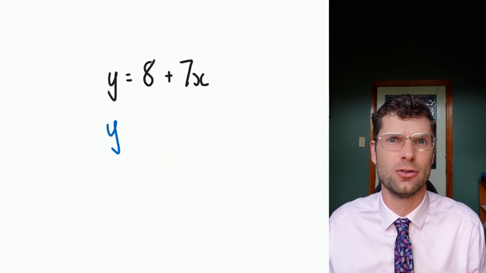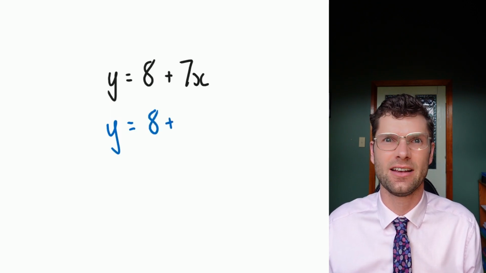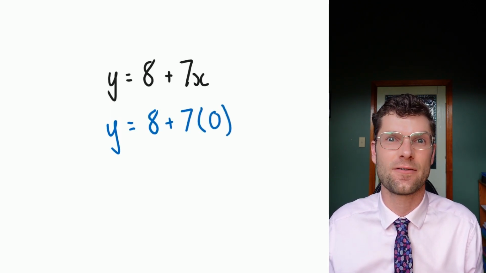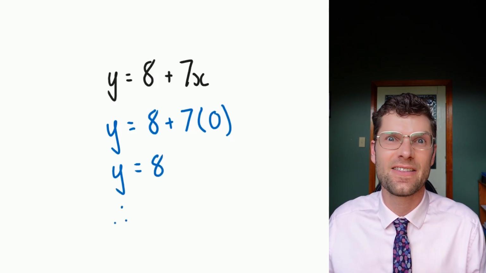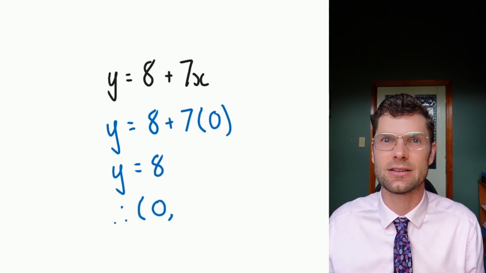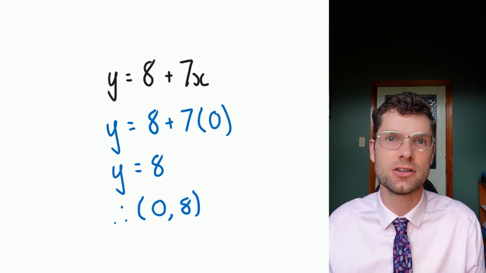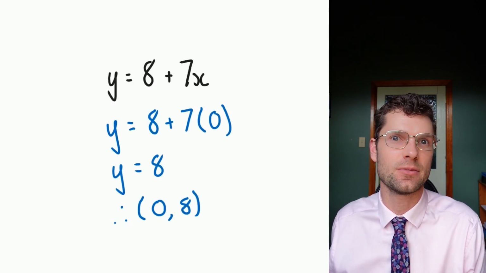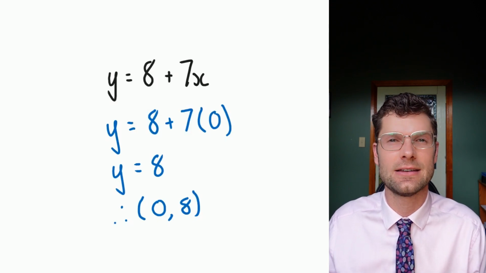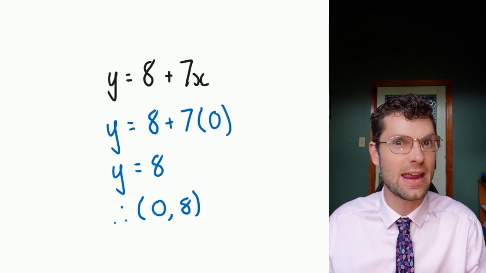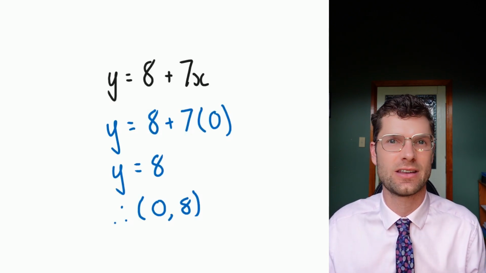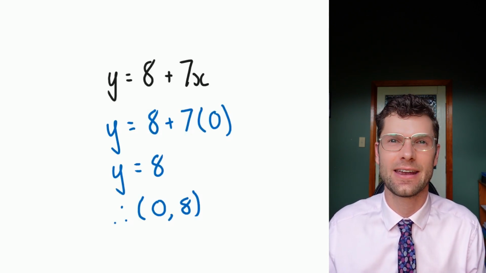Finally, it doesn't even matter if it looks different. y is equal to 8 plus 7x. If I substitute 0 into this, I've got 8 plus 7 times 0, so y is equal to 8. This means that the y-intercept is (0, 8). So whatever the constant term is, that's the y-intercept. The only thing we definitely need to know is that the y has to be on the other side by itself. If the y is by itself, we can substitute 0 in and we're definitely going to get the right answer.